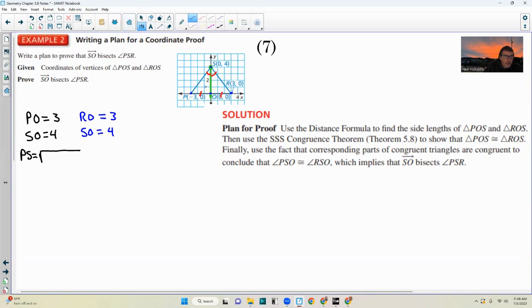So PS equals the square root of X2 minus X1 plus Y2 minus Y1, is what it is, right? So 0 minus -3 is 0 plus 3 squared plus Y2 minus Y1 squared. Y2 is 4, Y1 is 0, so that would be 4 minus 0 squared. So PS is going to equal the square root of 9, which is 3 squared, plus 16, which is 4 squared. That makes PS the square root of 25. So therefore PS equals 5. Okay, so now we have to do SR.